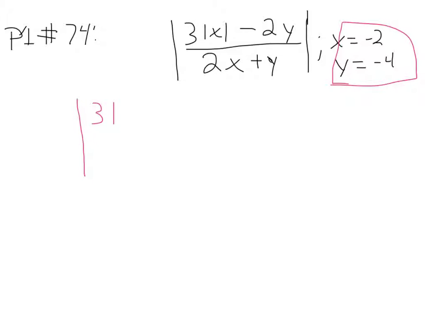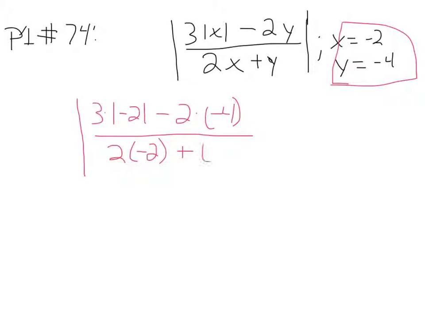3 times the absolute value of -2 minus 2 times y, which is -4, all over 2 times -2 plus the -4. Okay. So can this be simplified in any way?